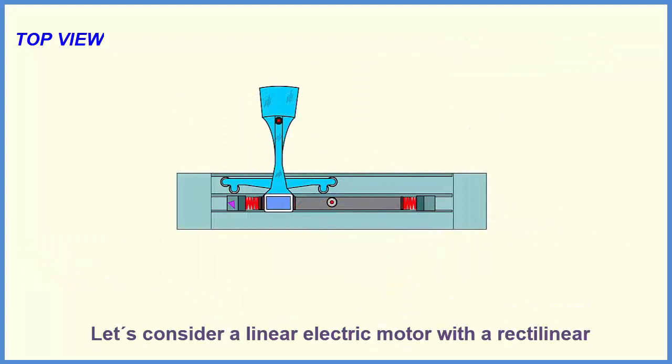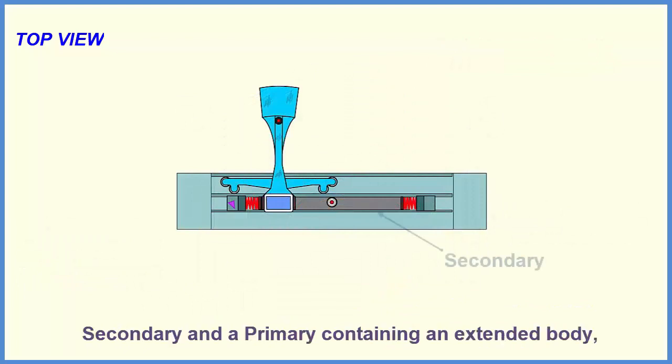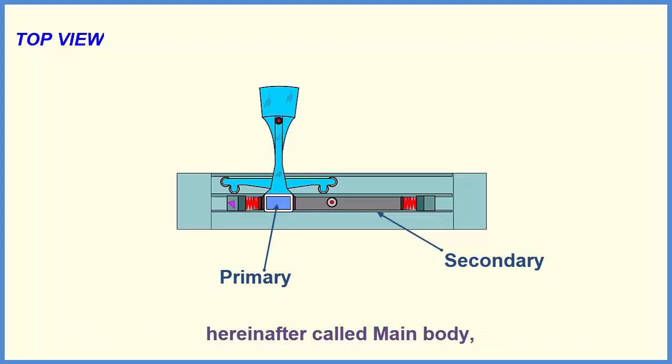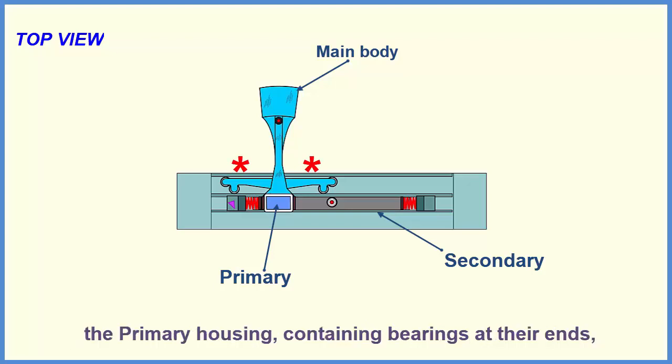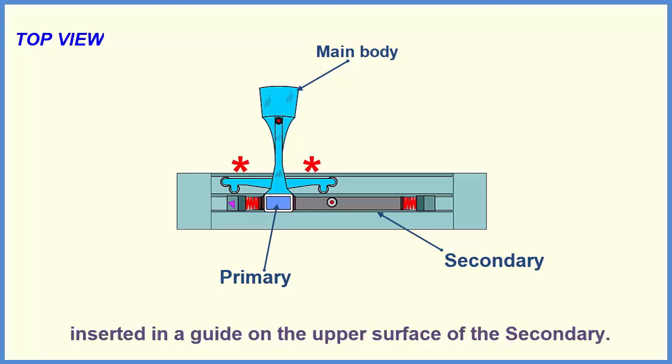Let's consider a linear electric motor with a rectilinear secondary and a primary containing an extended body, hereinafter called main body, having, in addition, two perpendicular arms extending from the primary housing containing bearings at their ends inserted in a guide on the upper surface of the secondary.